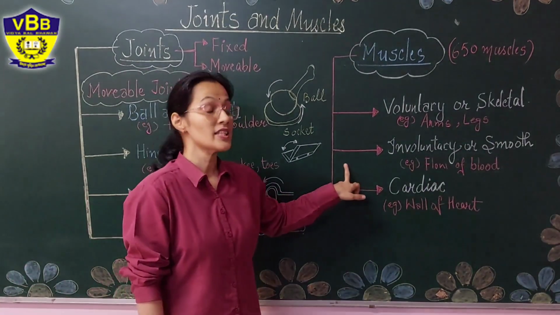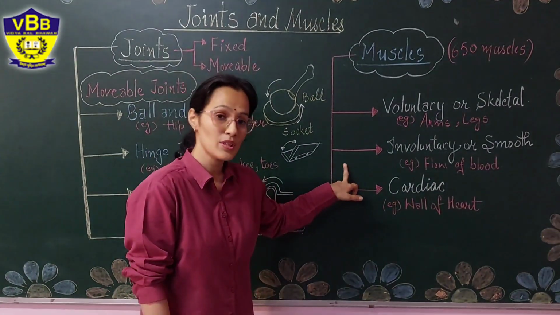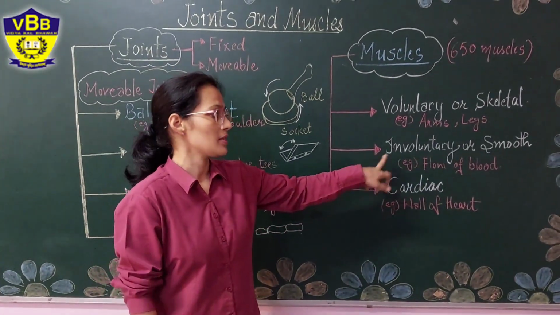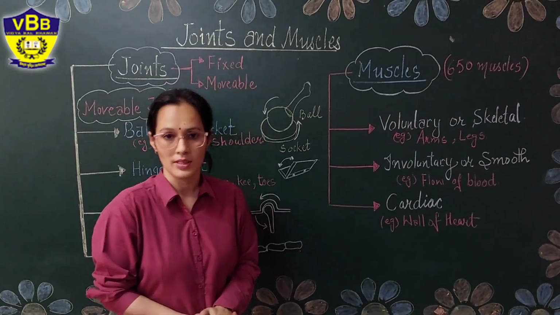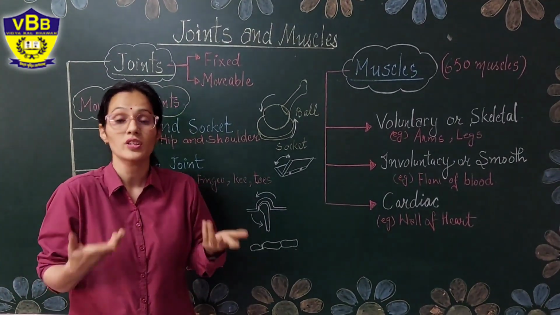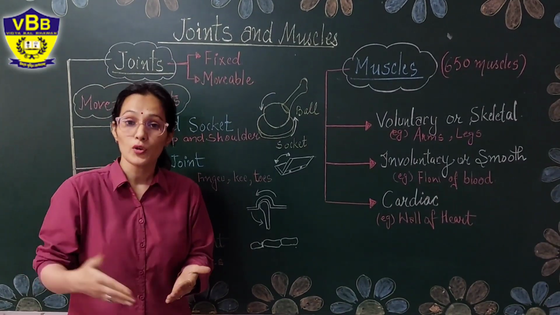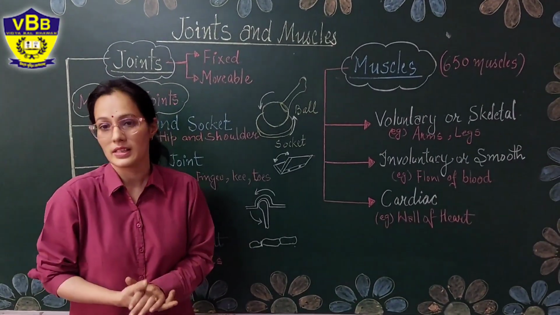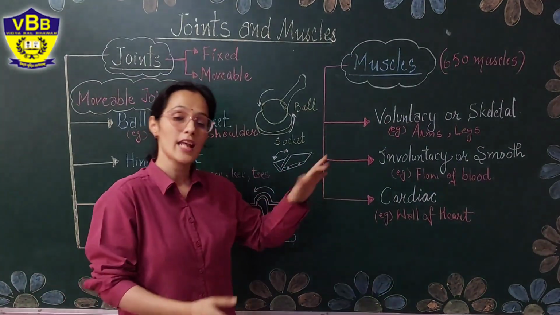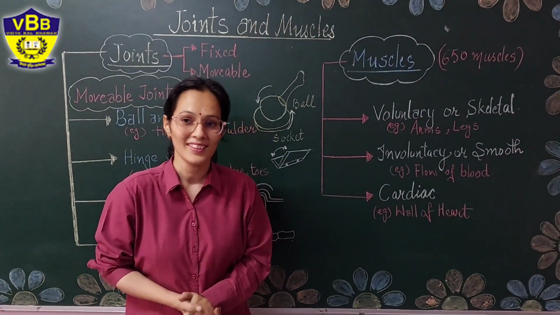Moving to the next, involuntary muscles. As the name suggests, involuntary means not in control. Involuntary muscles are also known as smooth muscles. These muscles are not in our control, meaning we cannot control them. They do their work automatically, so we need not control such types of muscles. What are these types of muscles? Can you give an example?